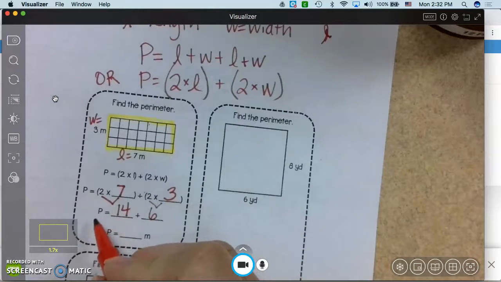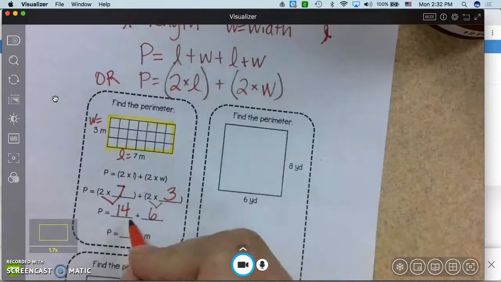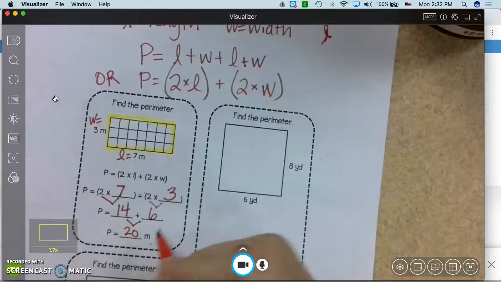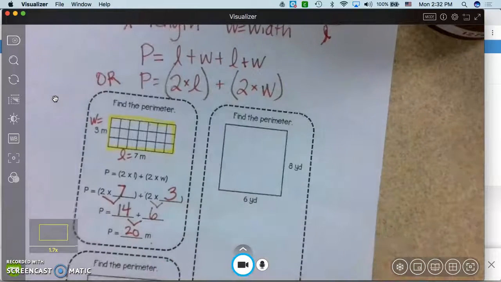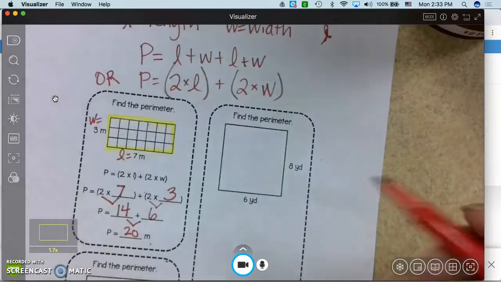Now I have P as in perimeter. Very good. Perimeter equals 14 plus 6. Then I can work this out. What's 14 plus 6? 20. And the M is for meters. Perimeter is equal to 20 meters. Cool. All right, let's look at this next shape.